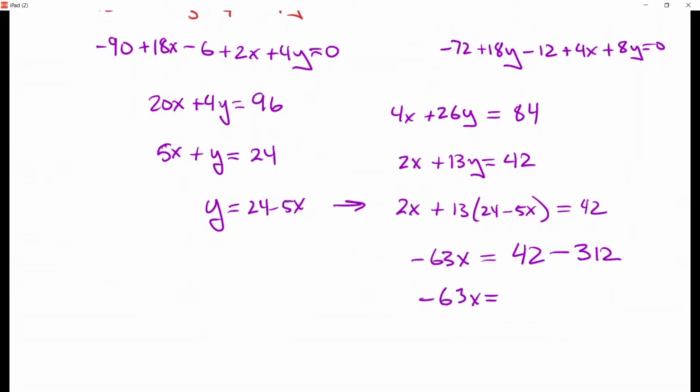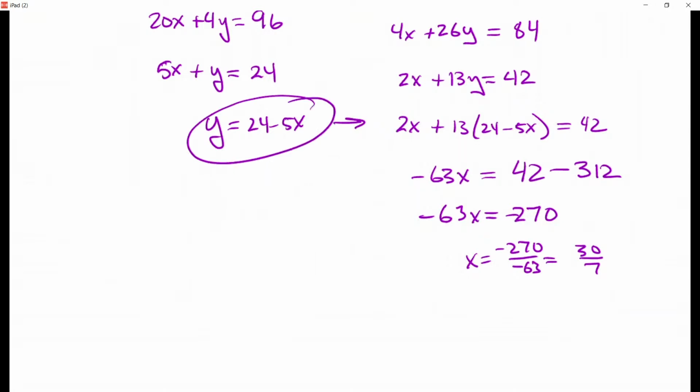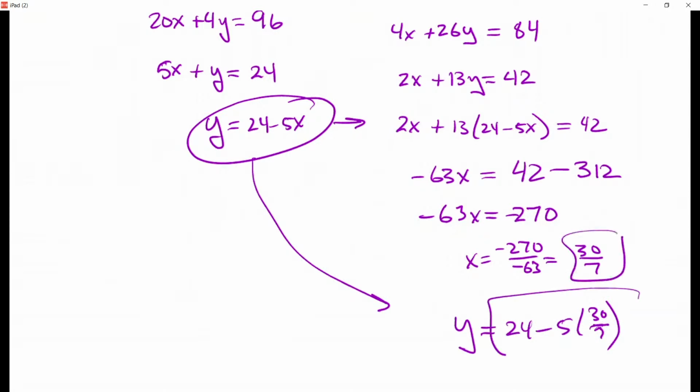Amazing. And then I'm going to subtract, which gives me negative 270. Ooh, this is nice. So x is negative 270 over negative 63. Cancel the negatives, cancel 9, and you're left with 30 over 7. Okay, not that nice, but it's a number. Okay, so now we just have to figure out y, but we're going to use this here. So y is equal to 24 minus 5 times 30/7, whatever that is. I'm just going to box those up for now.